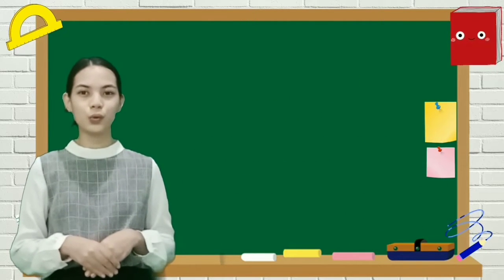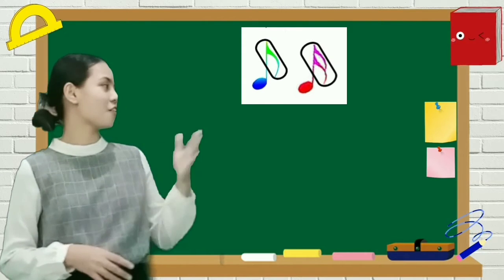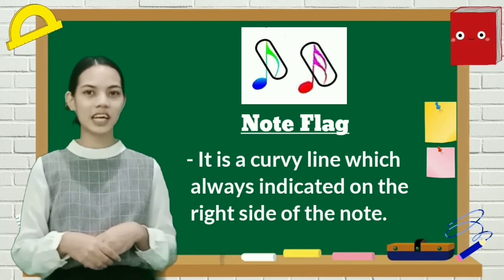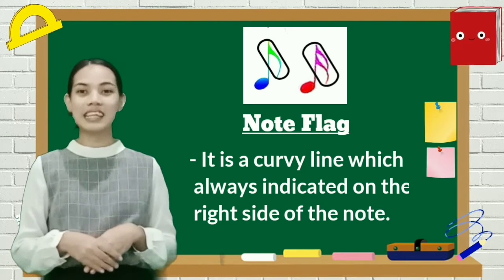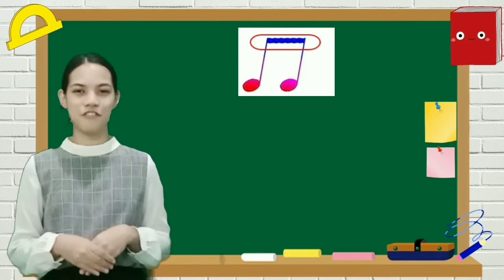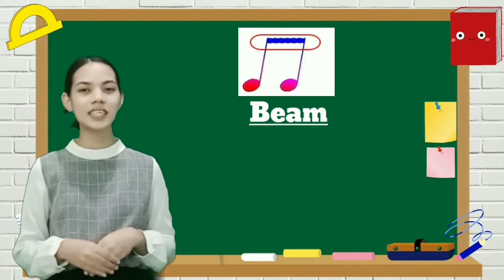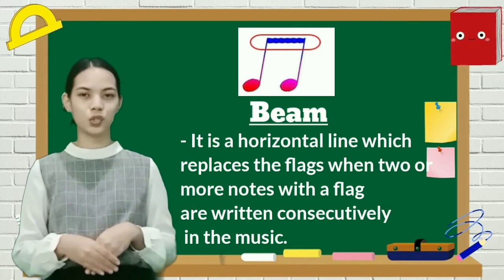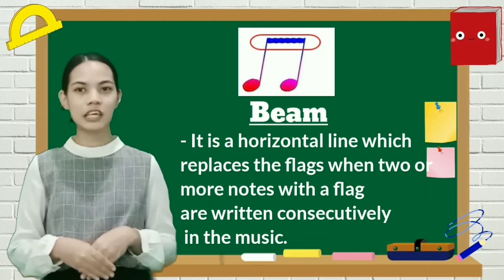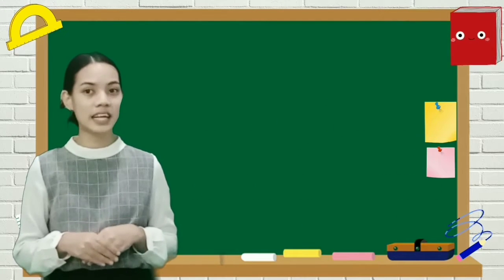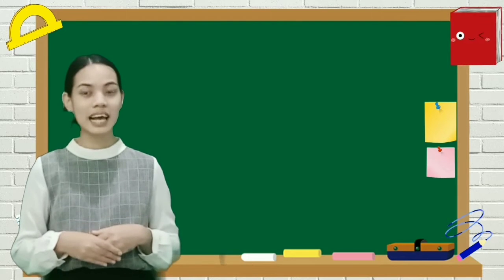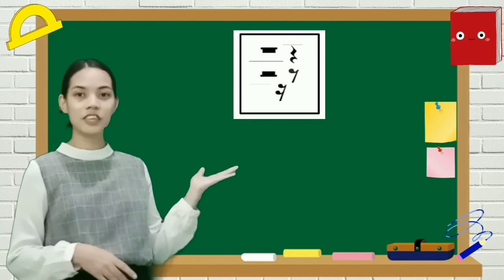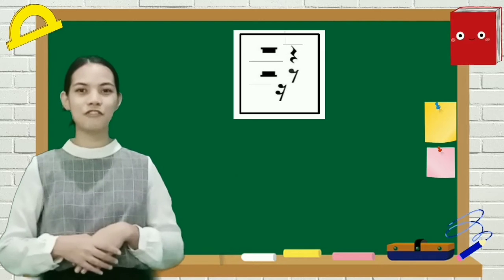So another part of the note is what we call the, very good, the note flag. It is a curvy line which is always indicated on the right side of the note. And the last part of the note is, very good, the beam. It is a horizontal line which replaces the flags when two or more notes with flags are written consecutively in the music. Did you understand the musical parts of the musical notes, class? Very good. So let's proceed to the next symbol. So this is, yes, very good.